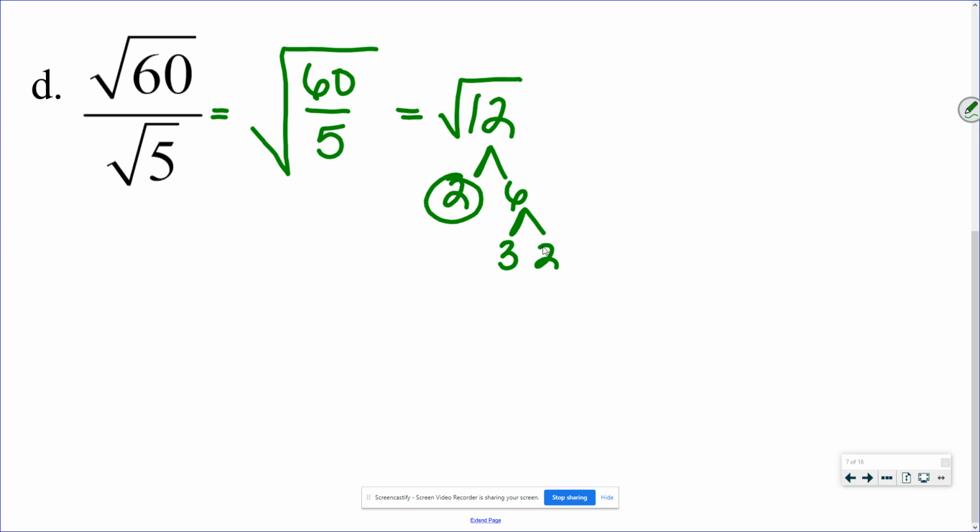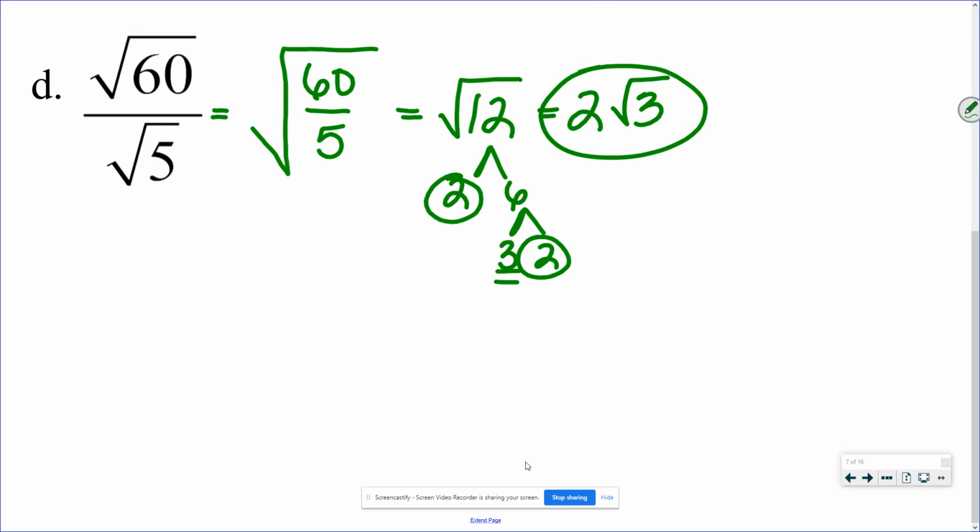Anyway, I'm doing a square root, so I need a match of 2 things, and anything that's left over goes in the radical. In this case, that is a 3. So 2 radical 3 would be the answer here.